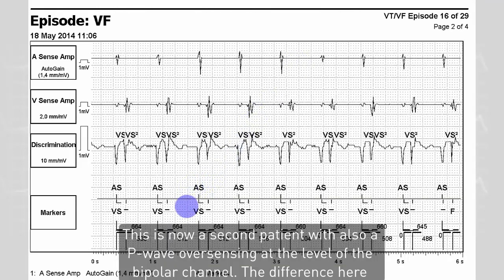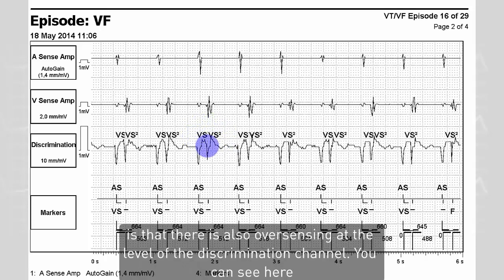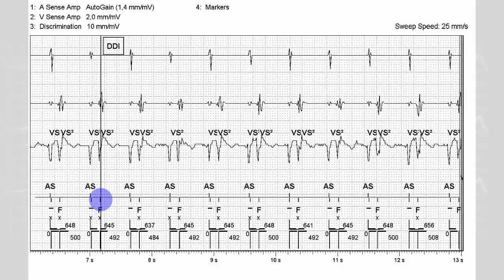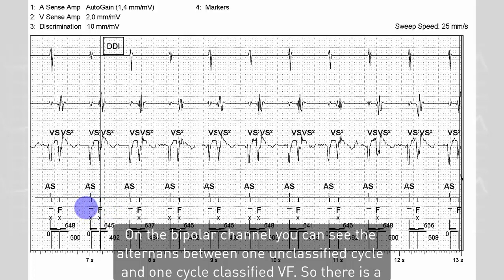This is now a second patient, with also a P-wave oversensing at the level of the bipolar channel. The difference here is that there is also oversensing at the level of the discrimination channel. You can see here that there is a VS2 marker corresponding to the P wave and one corresponding to the R wave. On the bipolar channel, you can see the alternance between one unclassified cycle and one cycle classified VF.